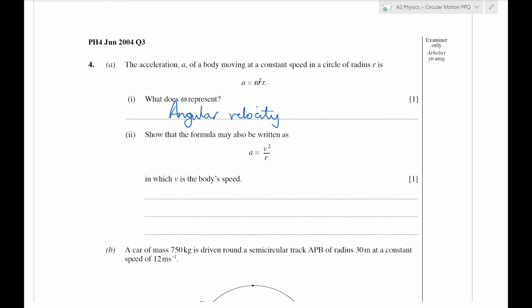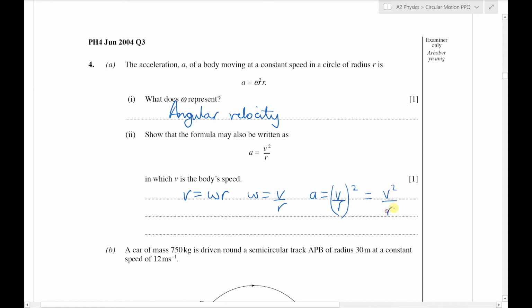Next, we've got to show that the formula may also be written as a equals v squared over r. Well, the key to this is the use of the equation v equals omega r. So if we take a rearrangement of that, we have omega is equal to v over r. Take the original equation, replace omega by v over r, all squared. That's going to be v squared over r squared. Sorry, I forgot the r over here. And then we can simply cancel the r's, and we end up with v squared over r as required.